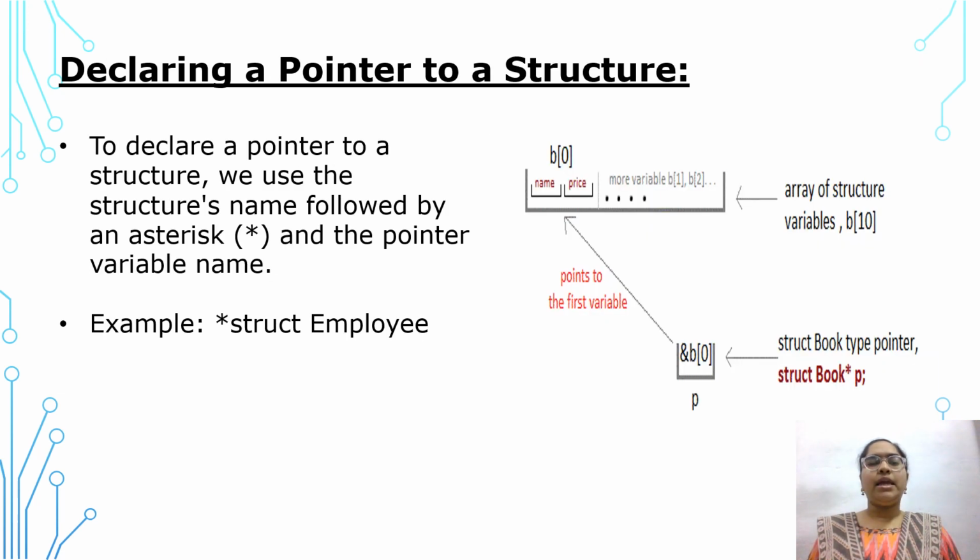Next, declaring a pointer to a structure. To declare a pointer to a structure, we use the structure's name followed by an asterisk and the pointer variable name. So declaration of a pointer to a structure is very easy, and if you look at the example, we can see here it is asterisk followed by structure name and pointer variable name.